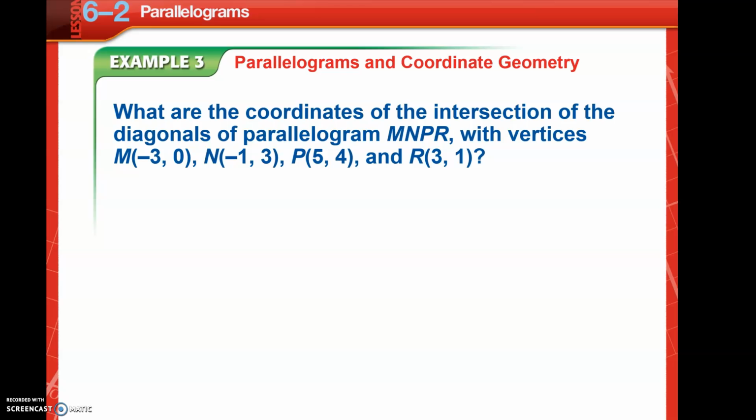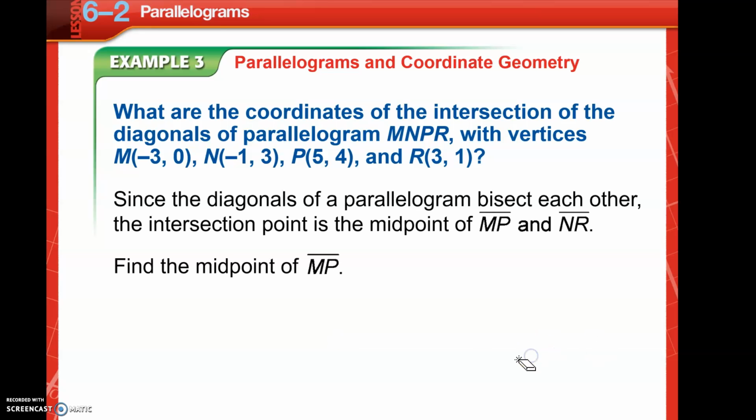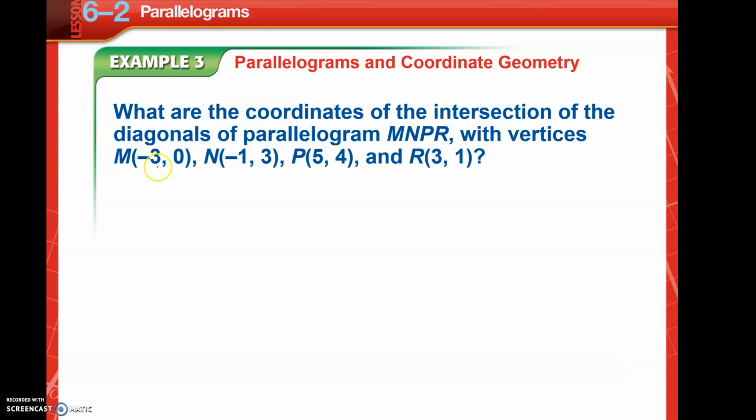All right, so now we're going to place this on a coordinate plane and see what we can do to figure out the intersection of the diagonals. So again, remember diagonals bisect each other. So first thing we're going to do is graph this. And since we know that the diagonals bisect each other, we can actually just find the midpoint of the diagonals. So my diagonals are MP and NR.